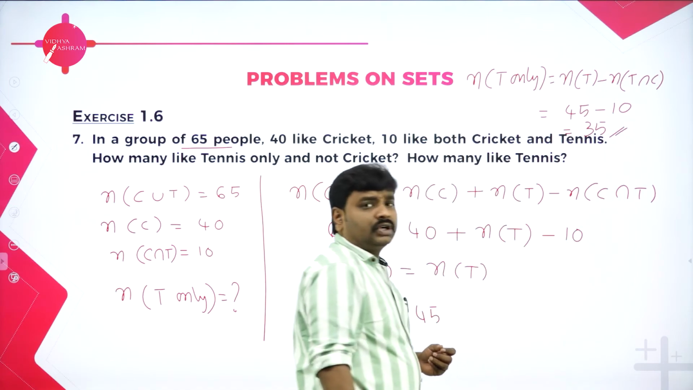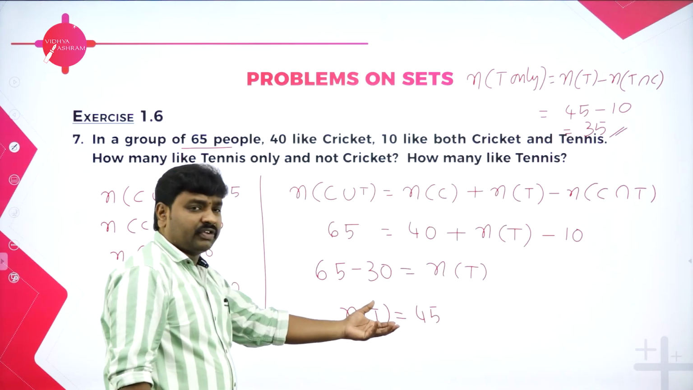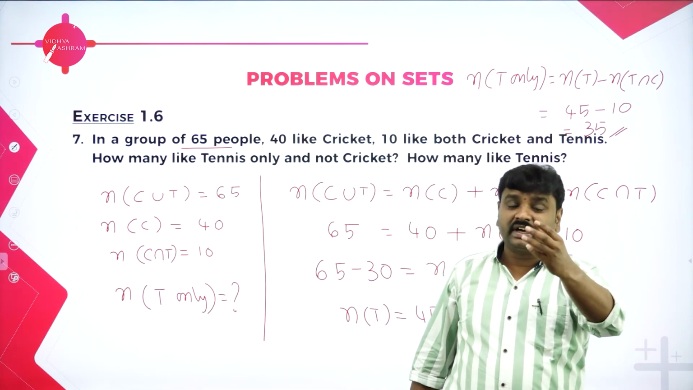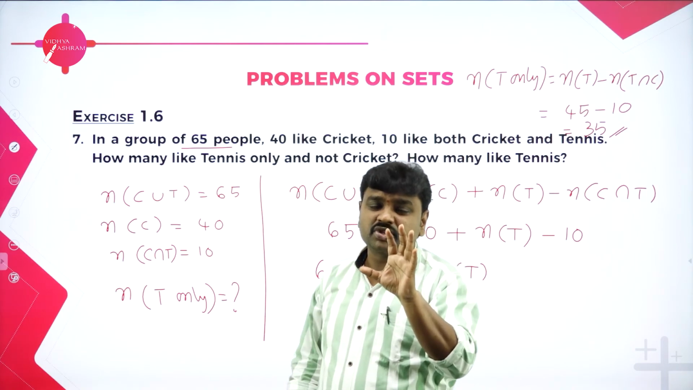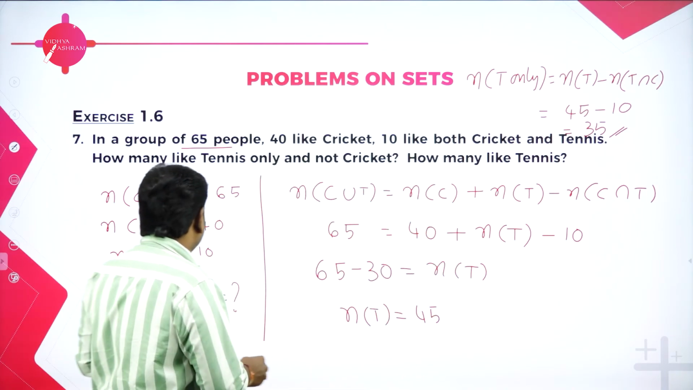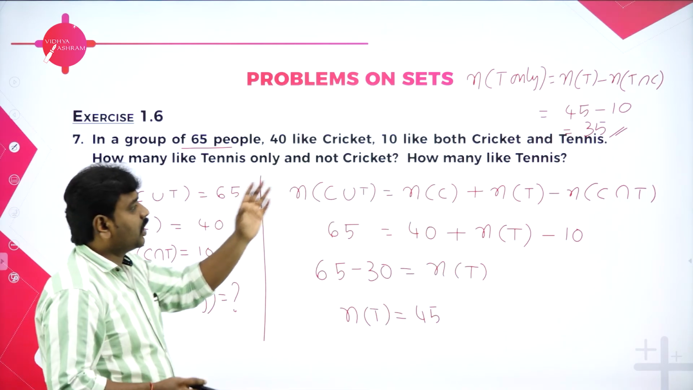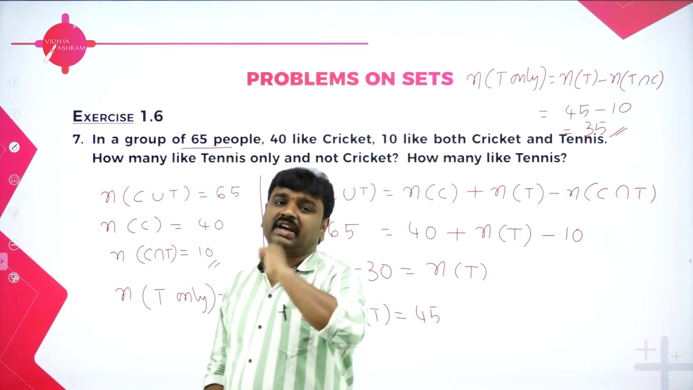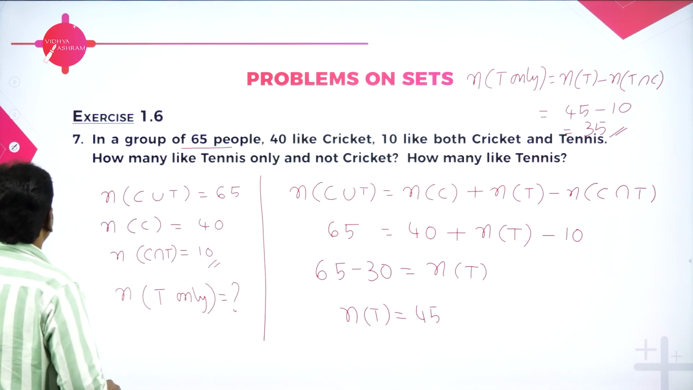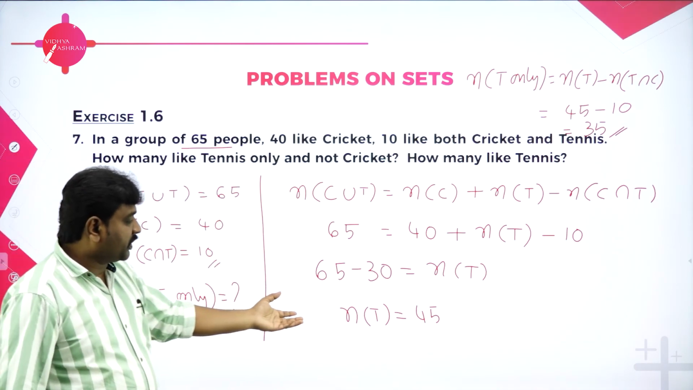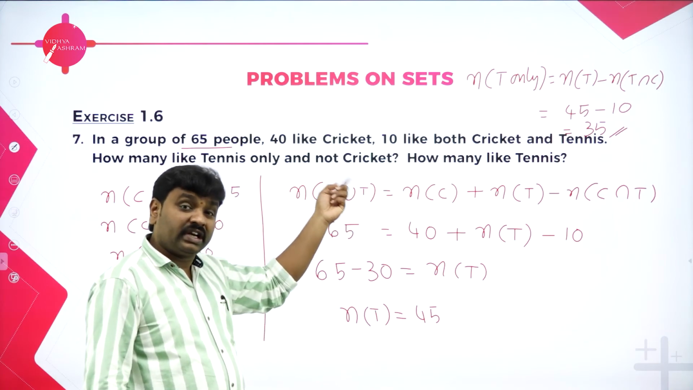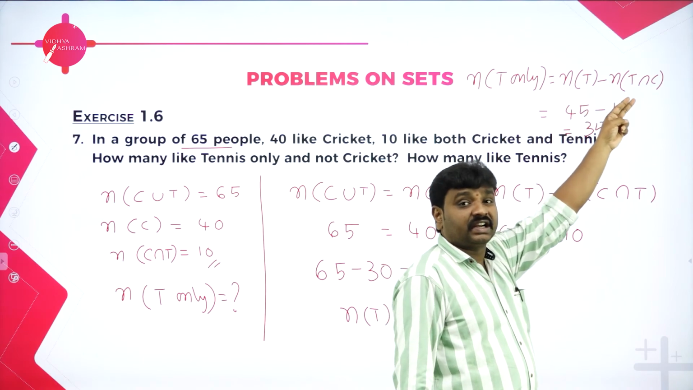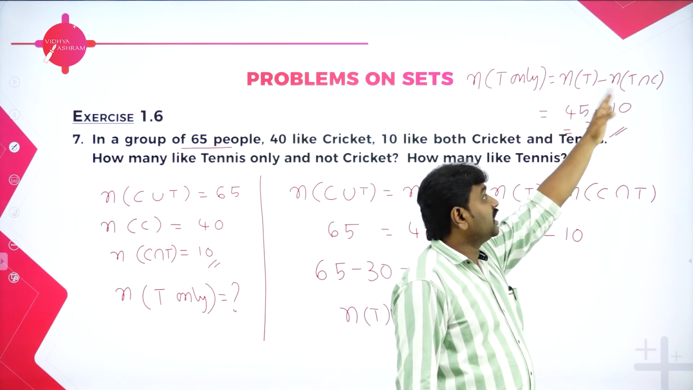That's it. So a total of 45 are there, and 10 are common. We don't want those who are playing cricket, they want tennis only. If you see, 10 are in common, so if you remove those common people, you will get tennis only. And the same problem you can do by the Venn diagram method. I hope all of you understood. So you get the number of people playing tennis, but they want tennis only but not cricket. Means out of tennis, remove those who are playing tennis and cricket. So T intersection C, the common elements, must be removed.